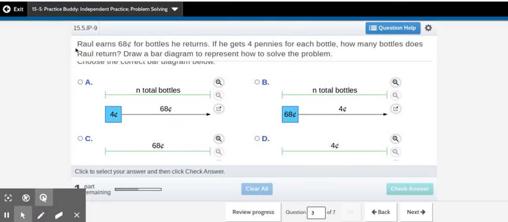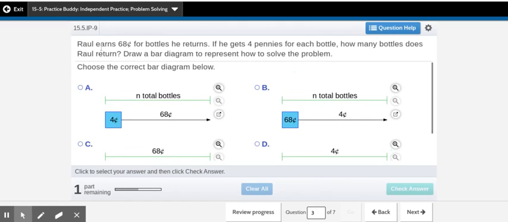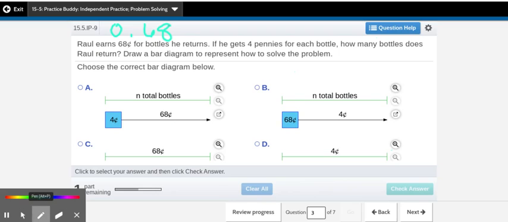All right, super friends, the next question says Raul earns 68 cents for bottles he returns. If he gets 4 pennies for each bottle, how many bottles does Raul return? Draw a diagram to represent how to solve the problem. So, first off, let's write our 68 cents like an actual decimal, which is going to be 0.68. Remember, that's 68 cents.